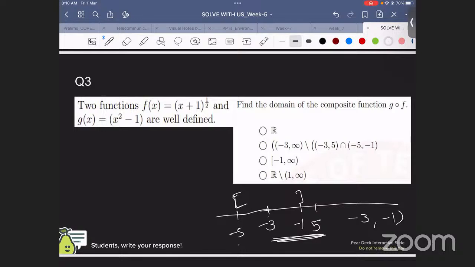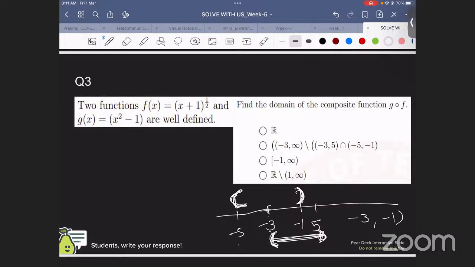The intersection is (-3, -1). See, the first case is -3 to 5. -3 to 5 means both ends are not included, so I'm writing it as not included, not included. Correct? Then again -5 to -1. This is also not included and not included. Correct? If I'm taking the intersection, now we are left with -3 to -1.